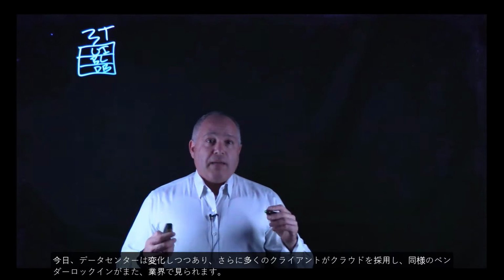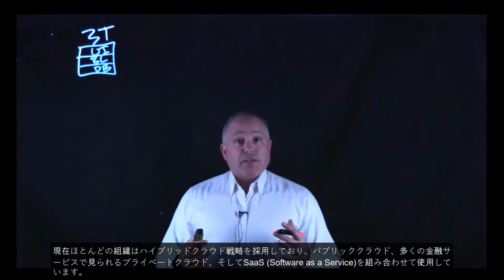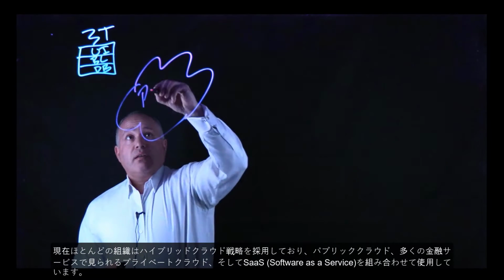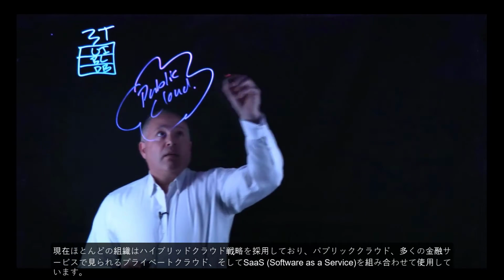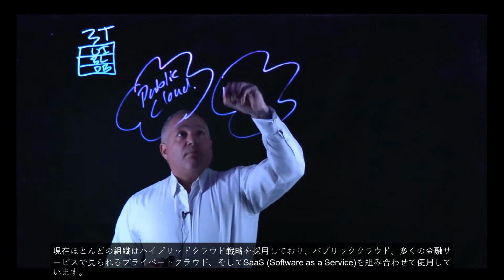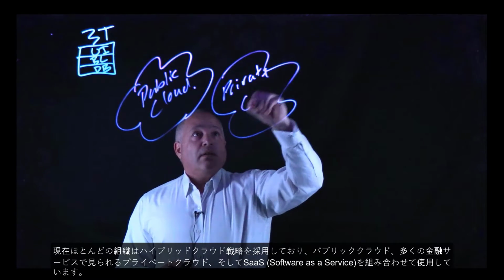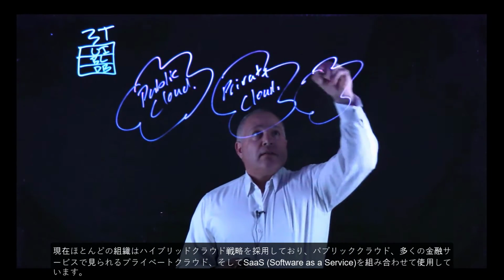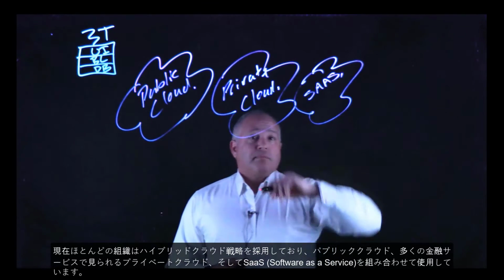And we're seeing the same vendor lock story play out again in our industry. So most organizations today are leveraging a hybrid cloud strategy. They're using a mix of public cloud, private cloud. We see this a lot in financial services. And then, software as a service, which is effectively a cloud offering.